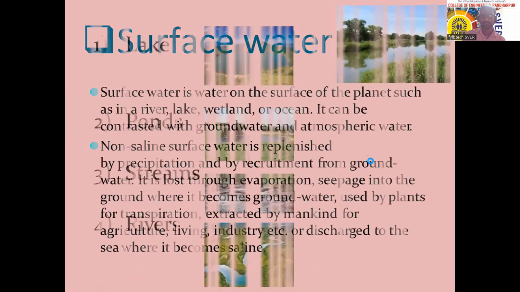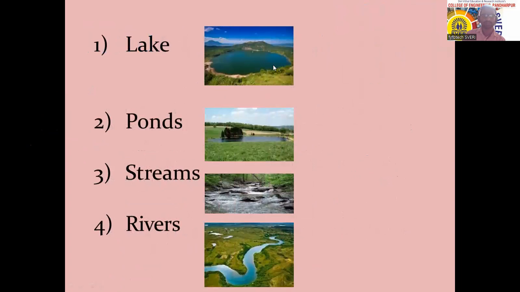And what are these surface sources? A lake means a large surface area. A pond means a small surface area where water is stored. Streams means the water is flowing like this. The river is like this.